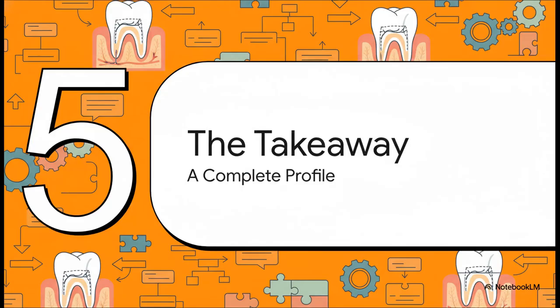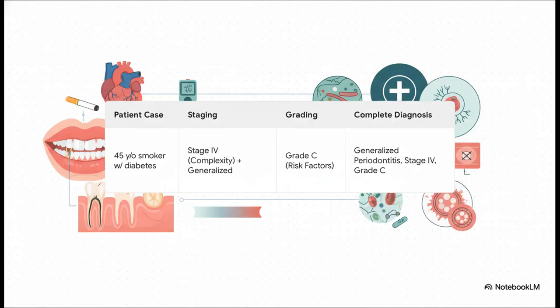Okay, so we've covered staging, we've covered grading, so what does this actually look like when you put it all together to create a really complete and insightful diagnosis for your patient? Let's just walk through this example. We've got a 45-year-old heavy smoker with poorly controlled diabetes. Right off the bat, their attachment loss and bite collapse put them into stage 4. It's affecting most of their teeth, so we add the generalized descriptor, and because they're a heavy smoker with a high HbA1c, they are without a doubt a grade C.